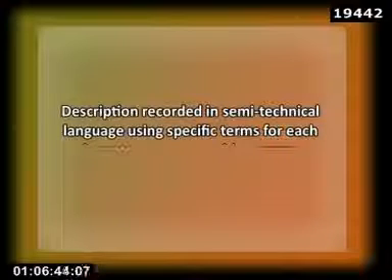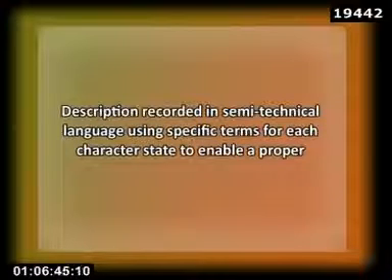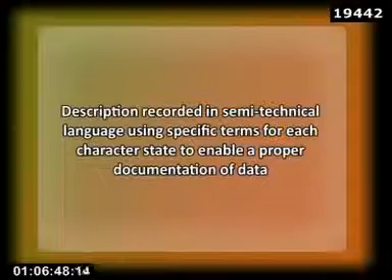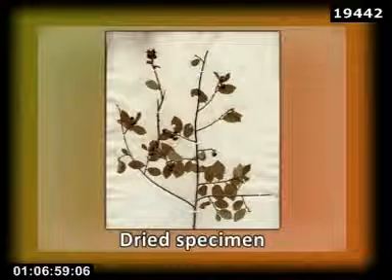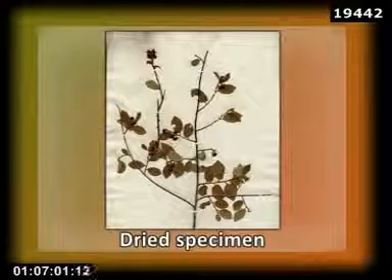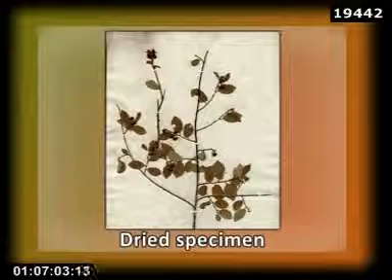The description is recorded in semi-technical language using specific terms for each character state to enable proper documentation of the data, whereas a fresh specimen can be described conveniently. The dry specimens need to be softened in boiling water or in a wetting agent before they can be described.